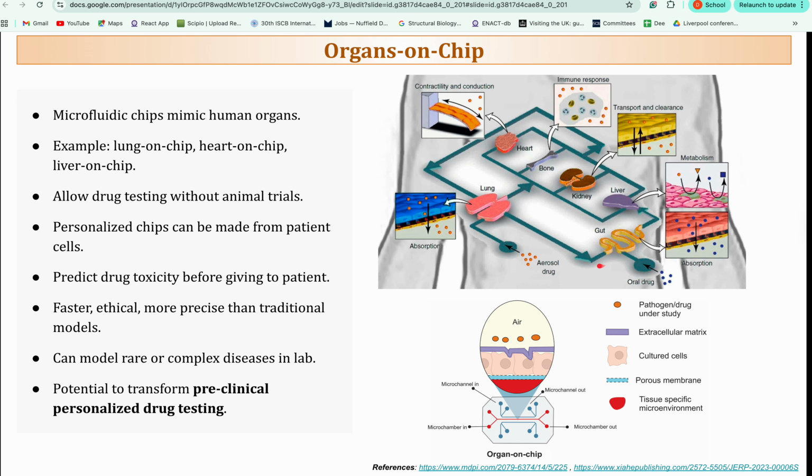So as you can see, because we do not require animal models any longer, and because these cells are obtained from this patient, we will be very sure what the influence of the drug will be. We will be able to see the toxic effects or the positive effects of the drug. So that is how this organ on chip can help us to design this personalized drug testing and making it more relevant or more potential.